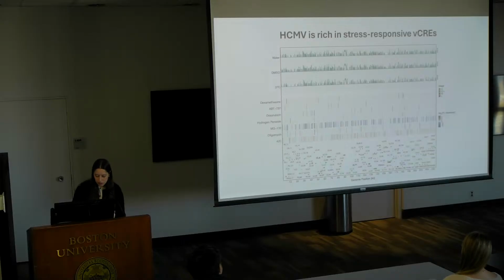On the x-axis, you can see genomic position, and in the bottom track you can see the annotated genes of HCMV. The top tracks in green are control tiles, whereas red and blue marks represent activated or repressed tiles in response to treatment compared to control. In general, we can observe that HCMV is rich in stress-responsive viral CREs. In more specific results, some patterns that we see are that MG132 has a broad repressive effect, whereas heat stress has a broad activating effect, and other ligands seem to have more specific responses.